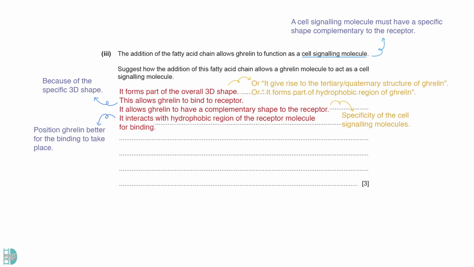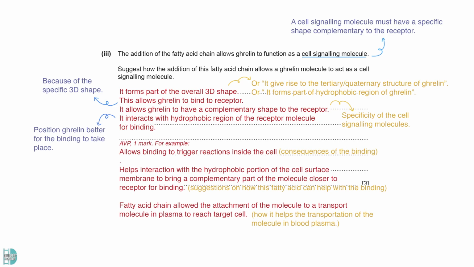There is a mark for AVP. For example, you can talk about the consequences of the binding or provide some logical suggestions on how this fatty acid can help with the binding or the transportation of molecule in blood plasma.